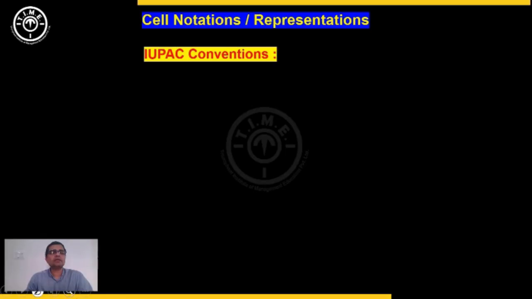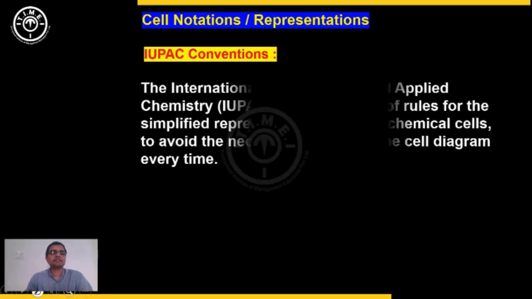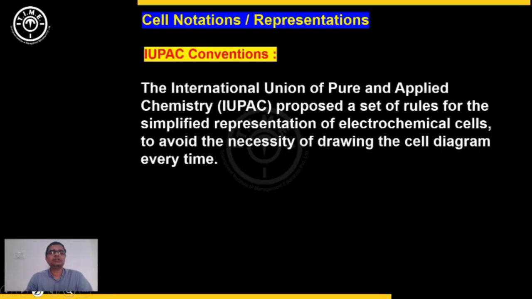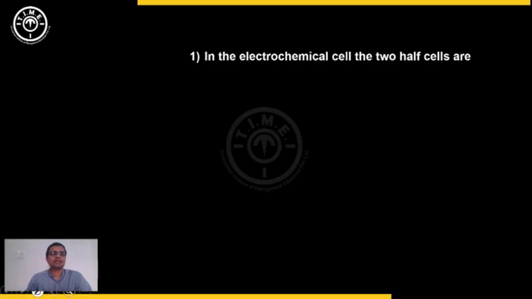The term IUPAC convention refers to the International Union of Pure and Applied Chemistry. This IUPAC system proposes a systematic set of rules for the simplified representation of electrochemical cells, to avoid the necessity of drawing the cell diagram every time. What are the rules? Let's see.